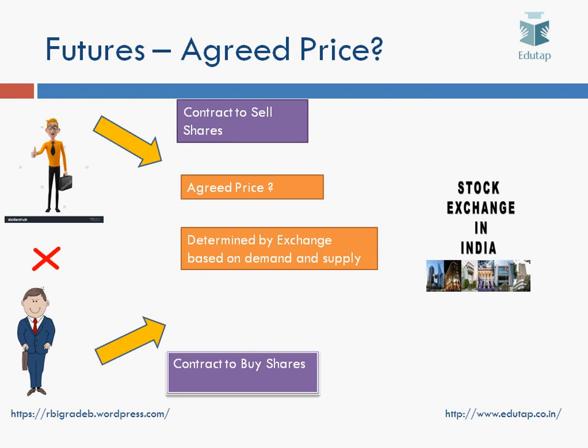Now just put this thought into your mind that it's not only Ram and Sham, there are thousands of people who would be trying to buy or sell shares in future on the stock exchange. So all that combines together to generate a demand and supply situation.